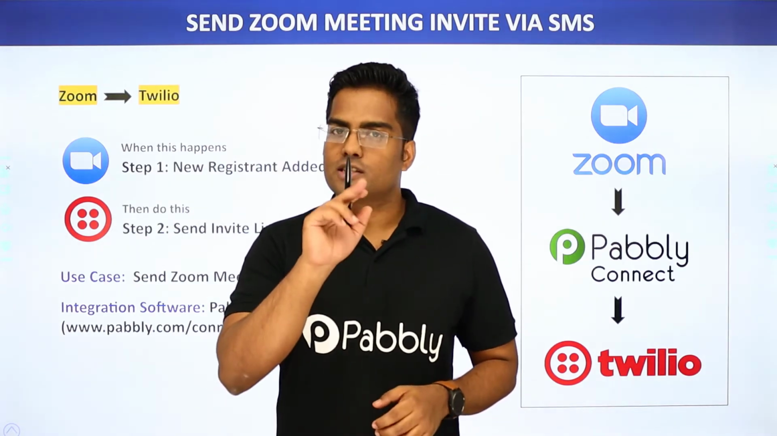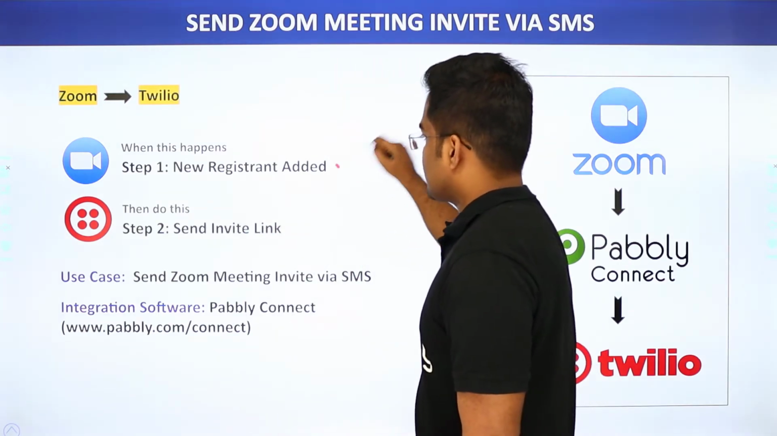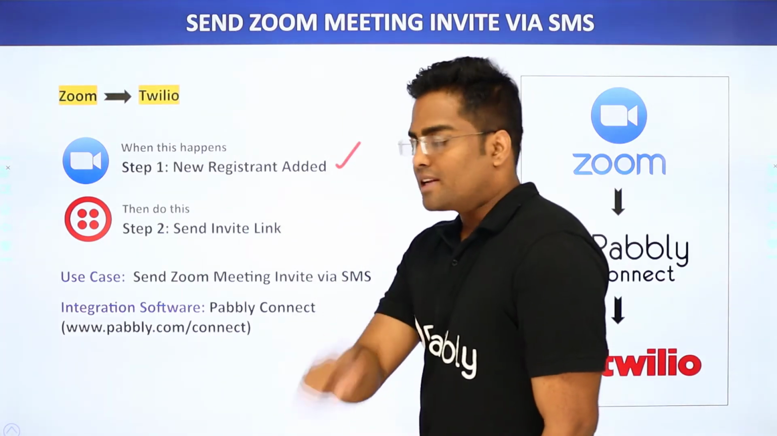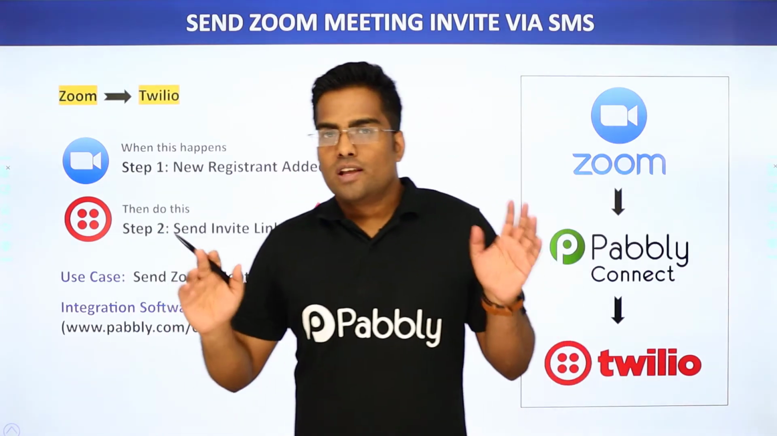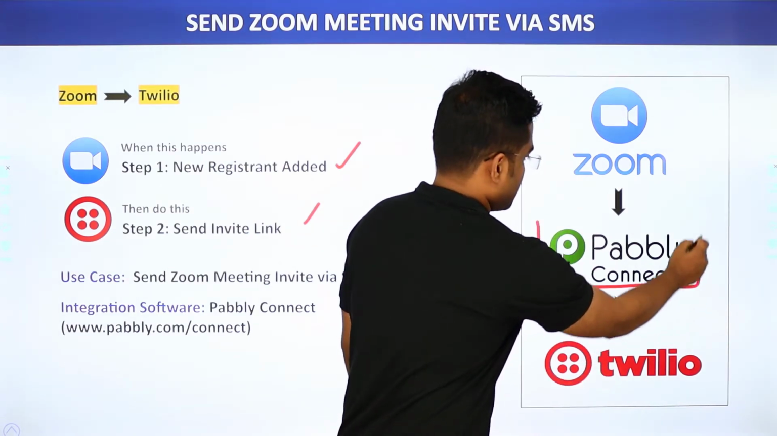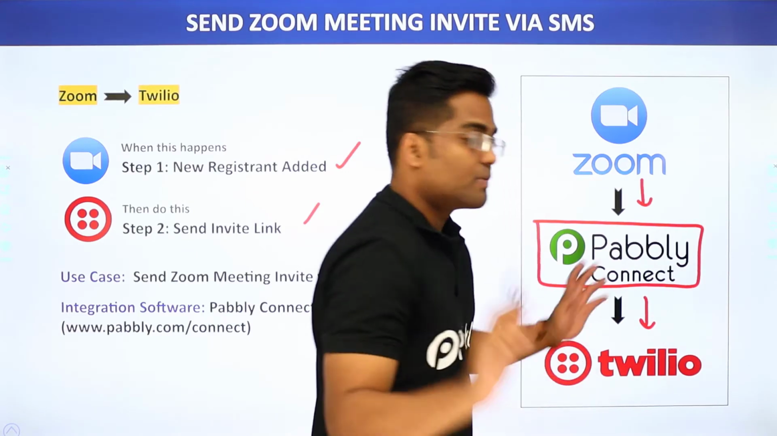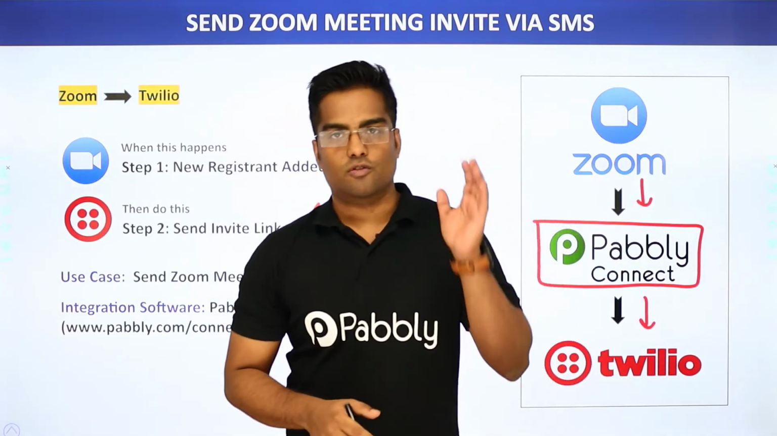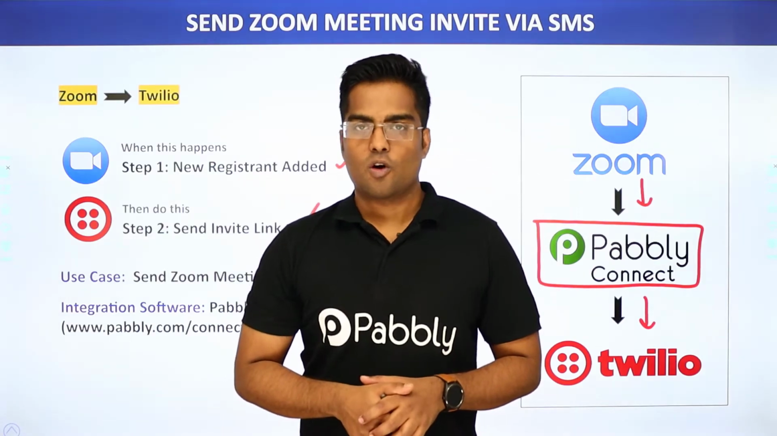The second approach is you bring in some automation. Here, when a new registrant is added in Zoom, it will automatically send an SMS with the invitee link via Twilio. In this video, we will be using Pabbly Connect to integrate Zoom and Twilio. The best part of using Pabbly Connect is there is no need for coding skills or programming knowledge. It can be done easily. Let me show you on my screen.